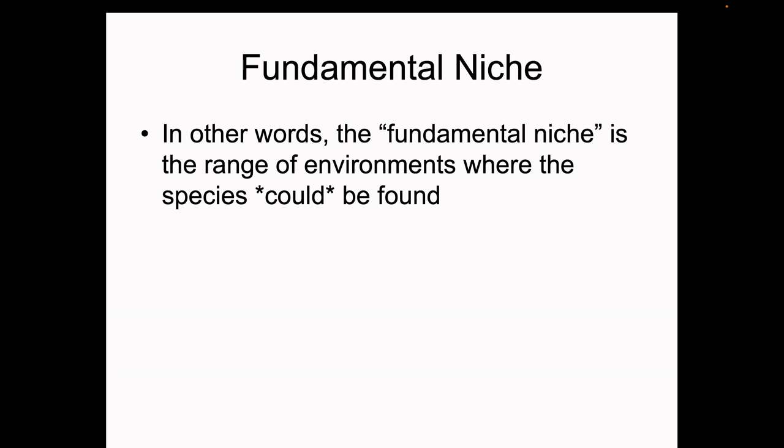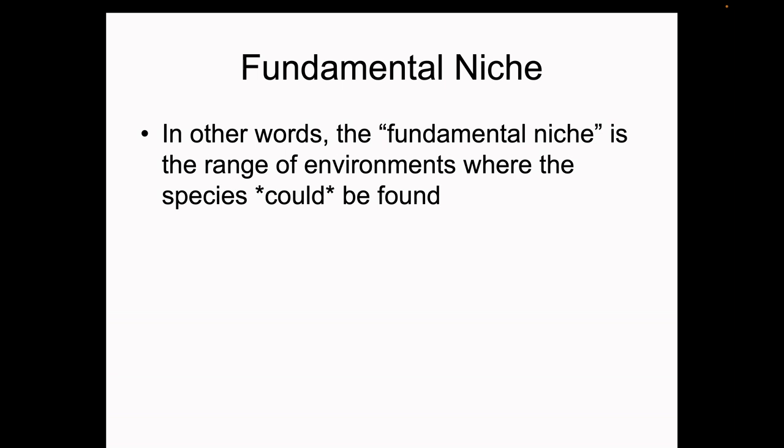So for instance, maybe a particular species of ant could be found in cooler temperatures, but in those cooler temperatures, there's a frog that eats those ants. So even though the environment is hospitable to the ants at those colder temperatures, within those colder temperatures you find this frog that eats the ants, so they aren't actually found in that environment. So the fundamental niche tells you the environments within which a species could be found. It doesn't necessarily tell you that they will be found there.